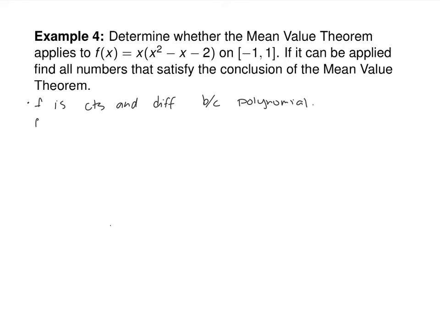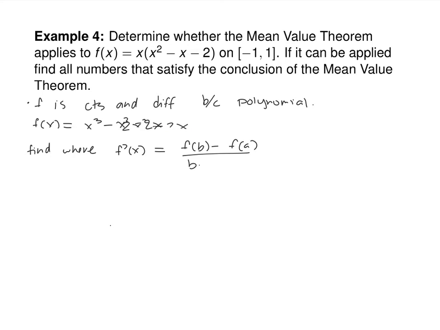Okay, also notice that f of x, probably easier to say it's equal to x cubed minus 2x squared minus 2x, right? Oh, it's just x squared, sorry. Yeah, I don't know why I got that 2 there. I like both added and multiplied at the same time. Oopsies. Okay. So we're going to find where f prime of x equals f of b minus f of a over b minus a.